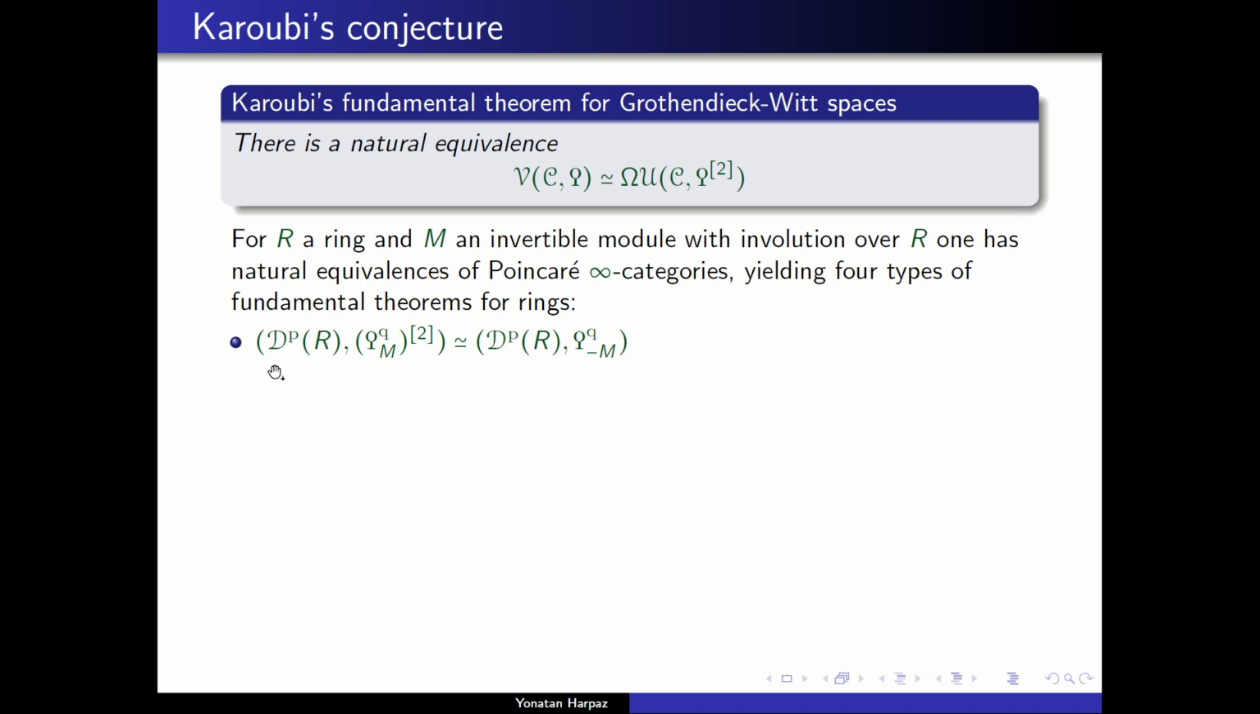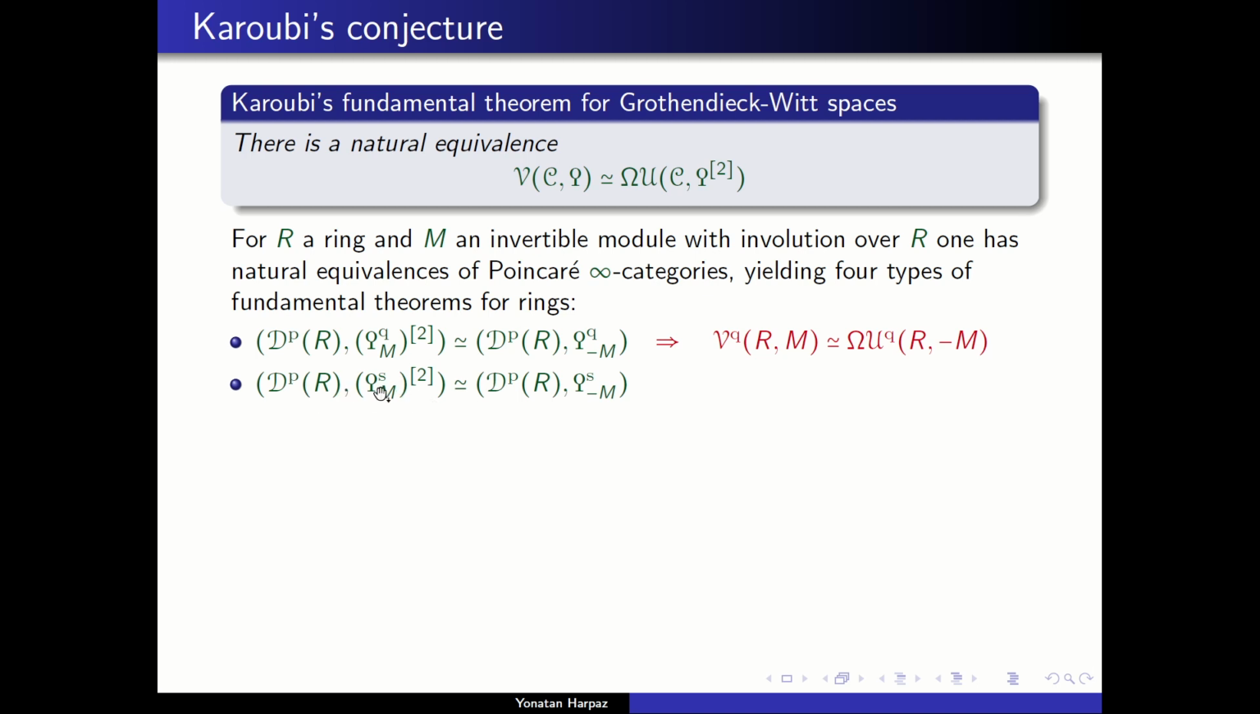So the first equivalence is that if we take the perfect derived category of R and we twice shift the homotopic quadratic Poincaré structure, then we get the homotopic quadratic Poincaré structure associated to the module with involution obtained by a sign twist from M. And this yields the following type of a Karoubi fundamental theorem that says that the homotopic quadratic V theory of R, M is equivalent to the loop on the homotopic quadratic U theory of R with M twisted by a sign.